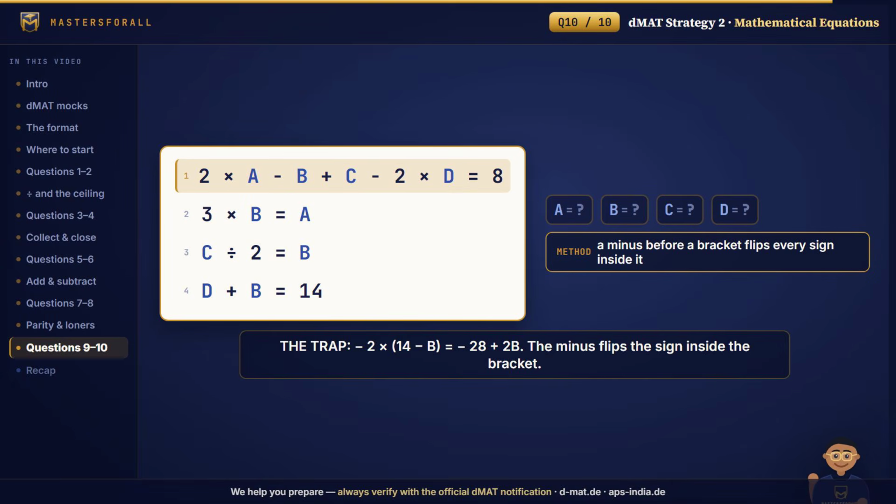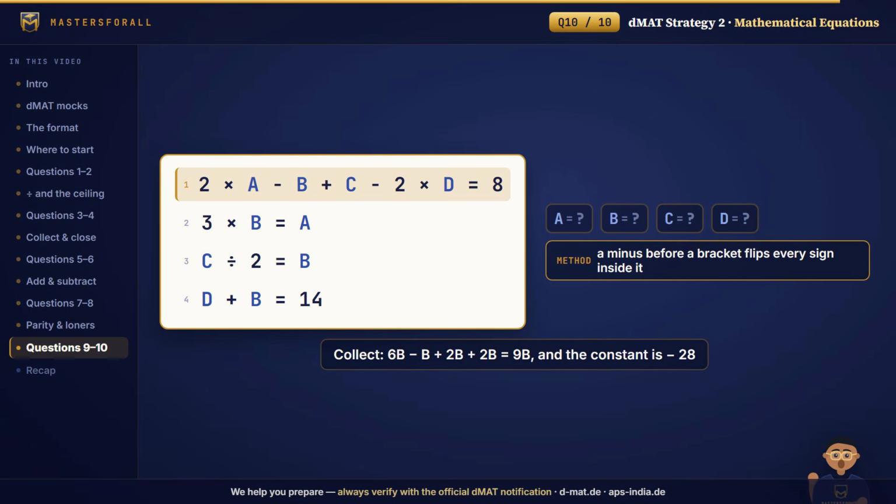And here is the trap, so slow down with me. That last term is minus 2 times 14 minus b, which is minus 28 plus 2b. The minus flips the sign inside the bracket. Get that one sign wrong and every number after it is wrong, so collect carefully. 6b minus b plus 2b plus 2b, that is 9b, and minus 28. 9b minus 28 equals 8, so 9b is 36 and b is 4.